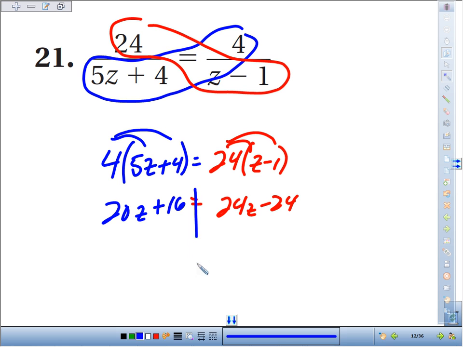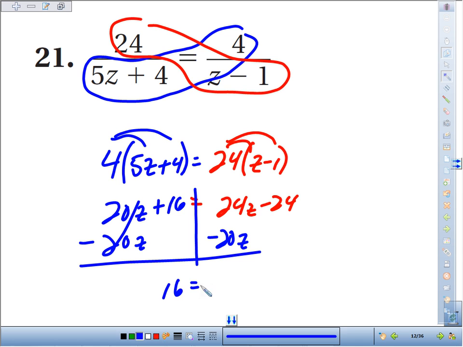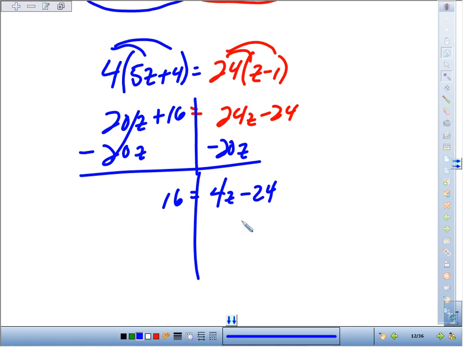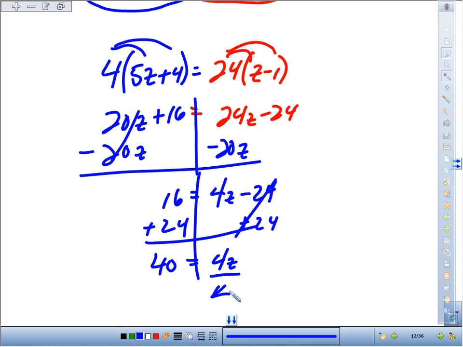Since 24 is bigger, let's get rid of the 20z here. They cancel away. We get 16 equals 24 minus 20 is going to leave us with 4z minus 24. Two-step from there. Peel off the minus 24 by adding 24. They cancel. We get 40 equals 4z. 4 times what gives you 40? If you divide by 4 on both sides, 4 times 10 gives you 40.